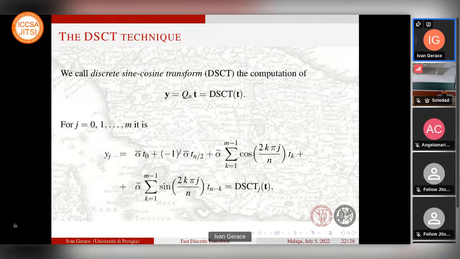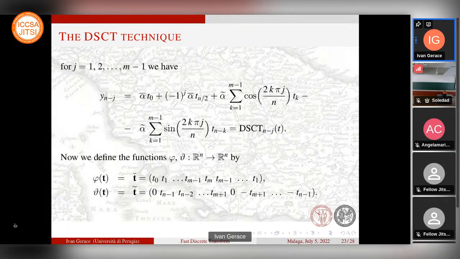Now let's consider the last multiplication, Qn times t, which we call the discrete sine cosine transform. For the first term, the term that goes between 0 and n over 2, y j has this value, where here we have a sum with cosine that goes between 0 and n minus 2. Here we have a sum with sine that goes from 1 to n over 2 minus 1.